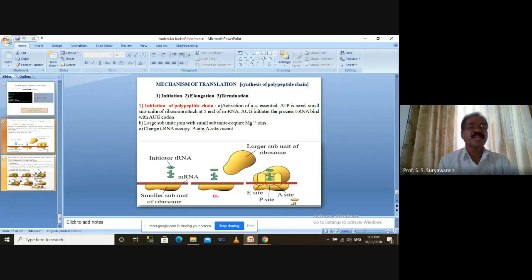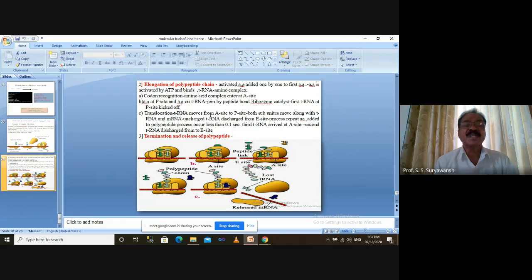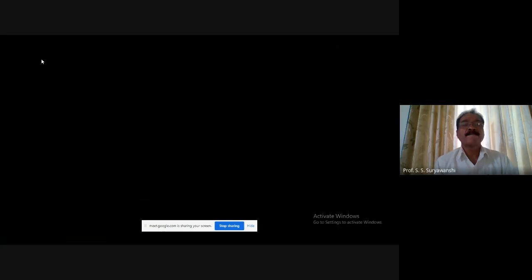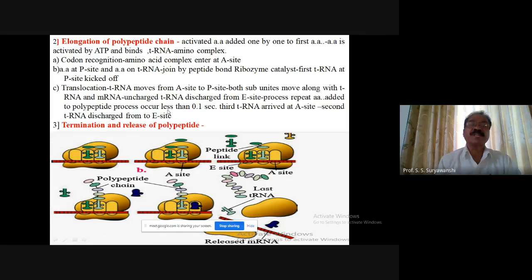Okay, now the next process. This is the elongation of the polypeptide chain. What happens in this next process? The activated amino acids are added one by one to the first amino acid. Here you can see how the elongation proceeds. The first amino acid is present at the P site. Now the second amino acid has the same process: it should be activated and having the amino acid.